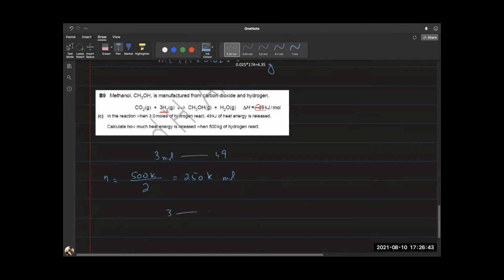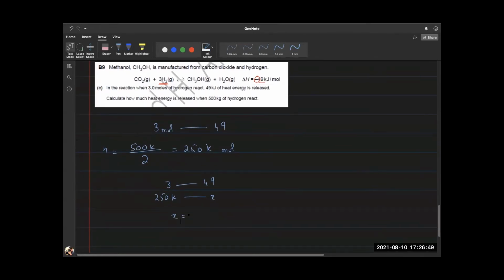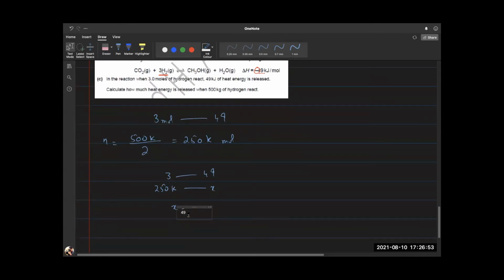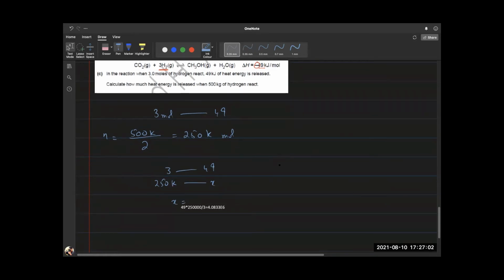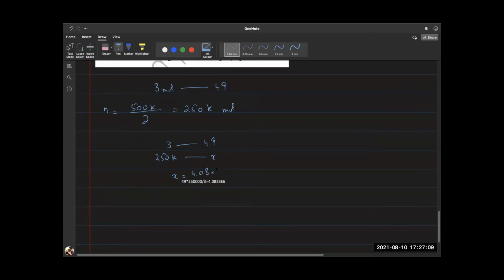So if 3 moles provide 49, then 250,000 moles will provide X. So X will come out to be 49 times 250,000 divided by 3. So that is 4.08 times 10 to the power 6 kilojoules of energy that is given off.